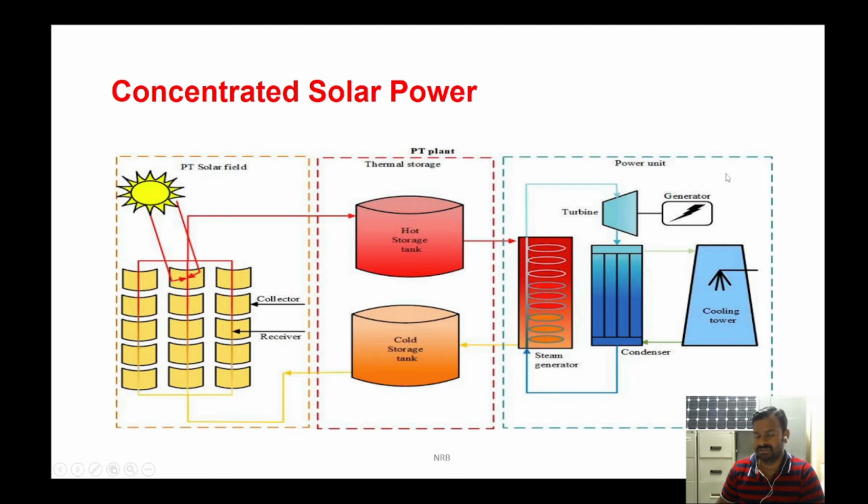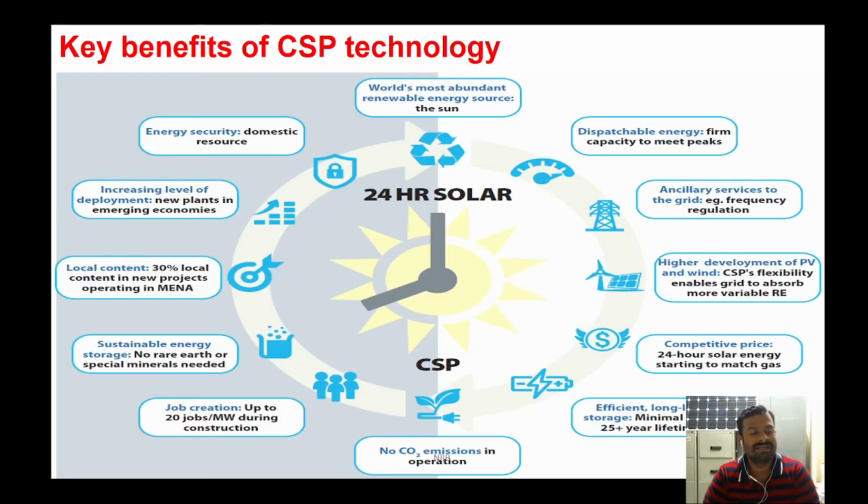Thus it produces the electricity. The low pressure steam which comes out of the turbine passes through the cooling tower, where the temperature is reduced, and it goes to the condenser, where the steam is converted into water, and again it goes through the same process. So this is how the concentrated solar power system works. So let us see the key benefits of CSP technology.